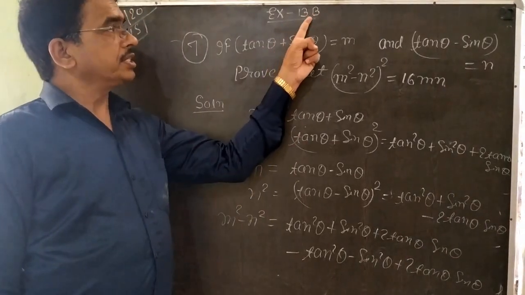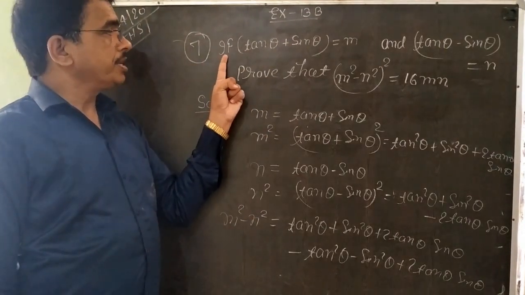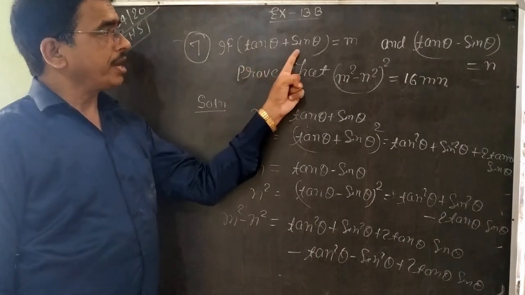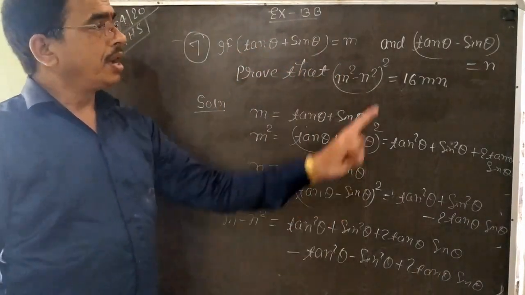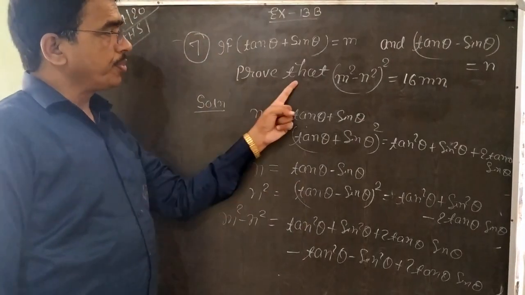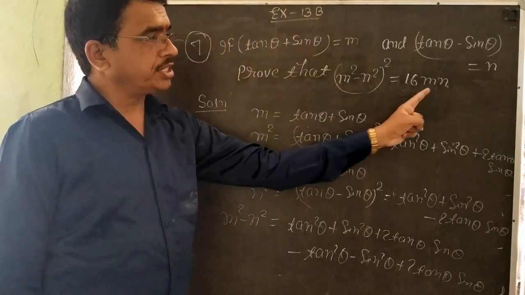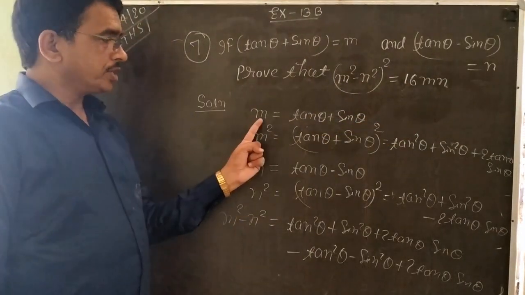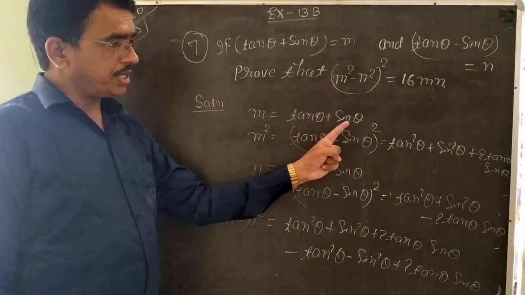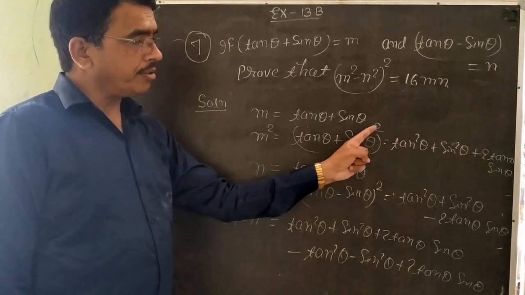So now in exercise 13b, the remaining question, that is 7. It is given that if tan theta plus sin theta is equal to m and tan theta minus sin theta is equal to n, you have to prove that (m square minus n square) whole square is equal to 16mn. So dear students, m is equal to tan theta plus sin theta. So m square is equal to (tan theta plus sin theta) whole square.